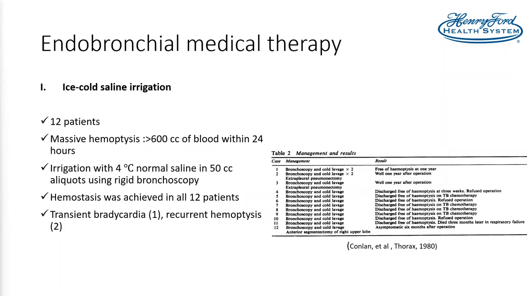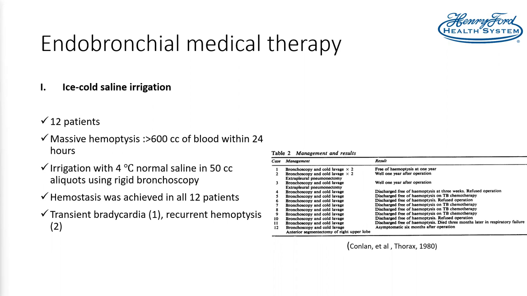Endobronchial medical therapy is mainly for endobronchial diseases. If you're having any endobronchial lesions, an option is ice cold saline irrigation. This was a study done a long time ago, in the 1980s. They studied 12 patients with massive hemoptysis, defined as more than 600 cc within 24 hours. What they did is they irrigated the airway.